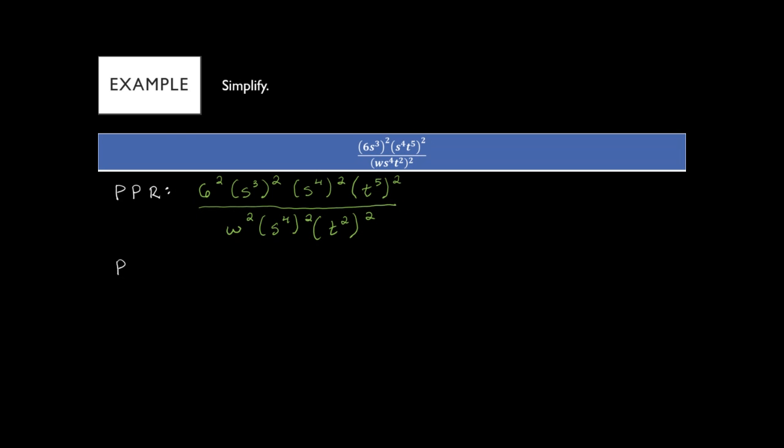Now we want to use the power rule to simplify all those exponents on top of exponents. So I have 6 squared. Then s, 3 times 2 is 6, so that's s to the 6th. Then 4 times 2 is 8, so we get s to the 8. And then on the t, 5 times 2 is 10, t to the 10. In the denominator, w squared. Then s, 4 times 2 is 8, so s to the 8. And then on the t, 2 times 2 is 4, so t to the 4th.